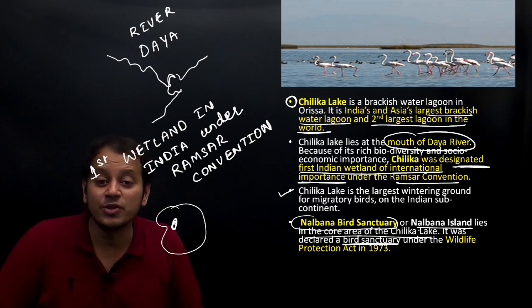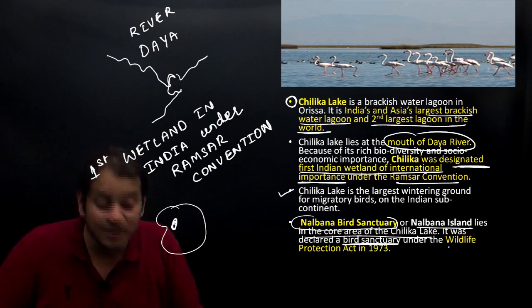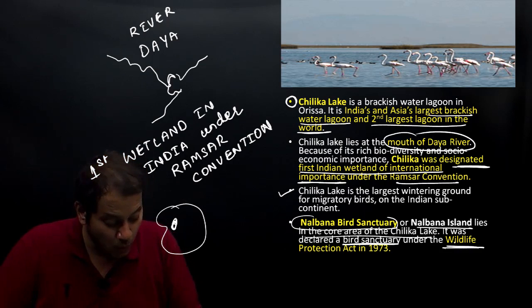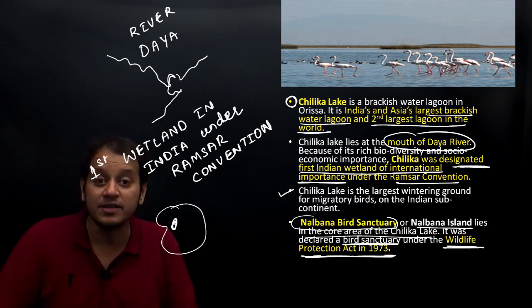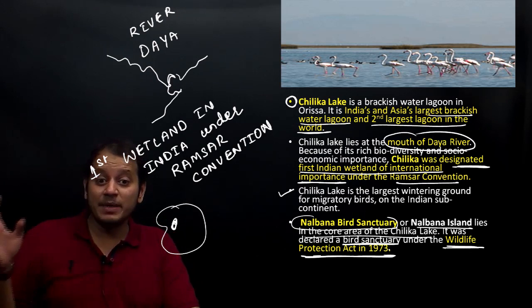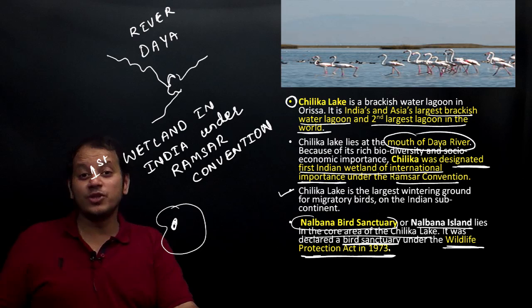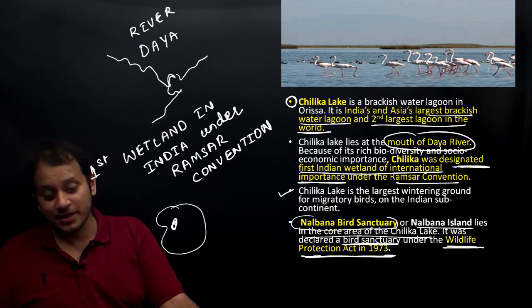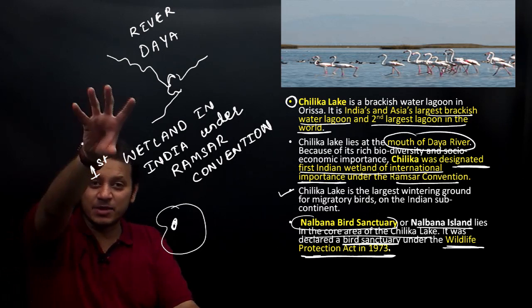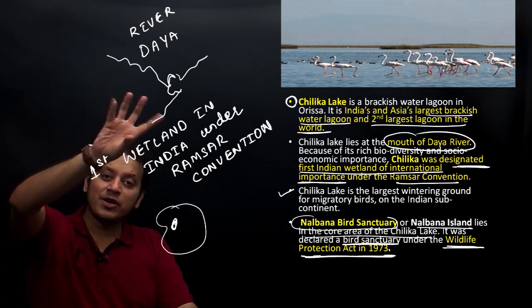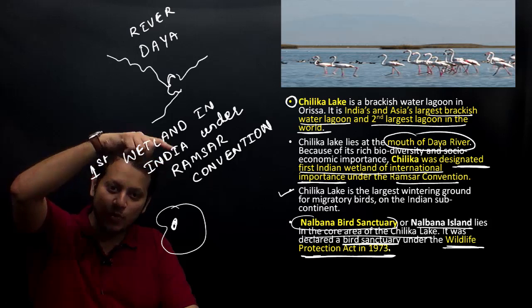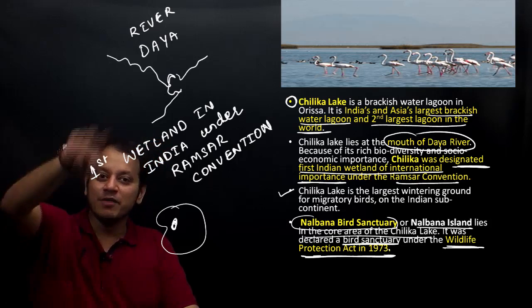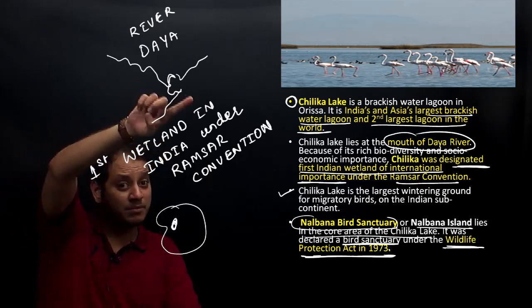Now, bird sanctuaries and national parks are declared under which act? Under the Wildlife Protection Act of 1973. So they have been declared as a bird sanctuary or a national park under the Wildlife Protection Act. Ramsar wetland under the Ramsar Convention, national park or bird sanctuary under the Wildlife Protection Act. We'll do biosphere reserve later, it comes under something else.